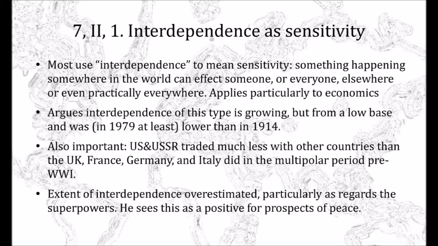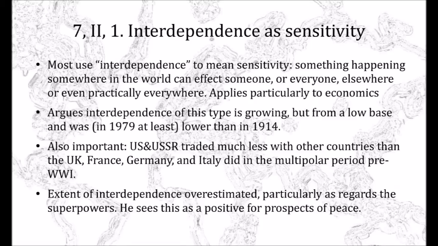He argues that this type of interdependence is growing, but from a low base. And in 1979, at least, it was lower than in 1914. And that's probably still true today, and it's definitely true, at least for the United States, because the US and the USSR traded much less with other countries than the UK, France, Germany, and Italy did in the inter-war period before World War I, and that's still true today. Those European countries rely on trade for 1/3 to 1/2 of their economies. They trade big portions. Whereas the United States, I think that makes up only around 10% of its economy, or even less. So it's not very trade dependent.